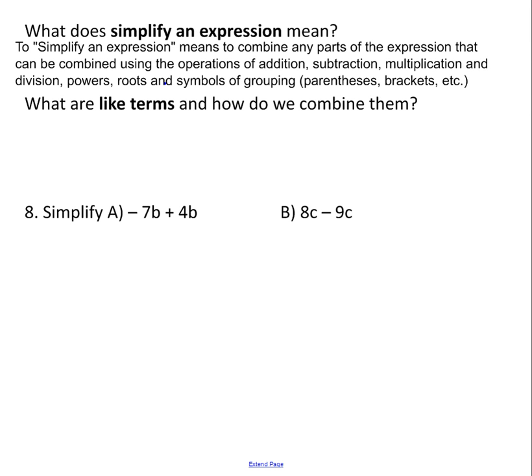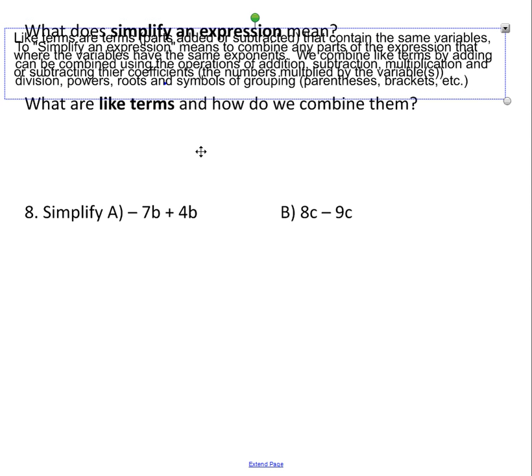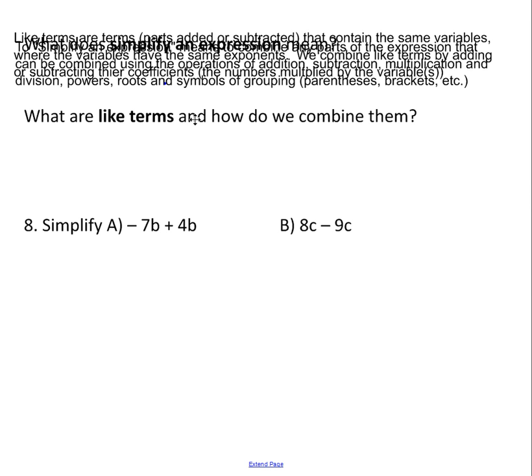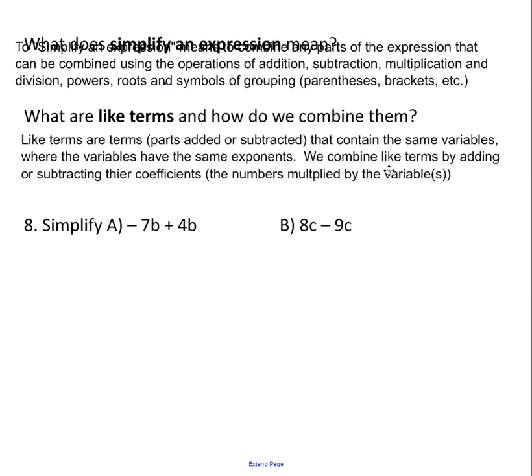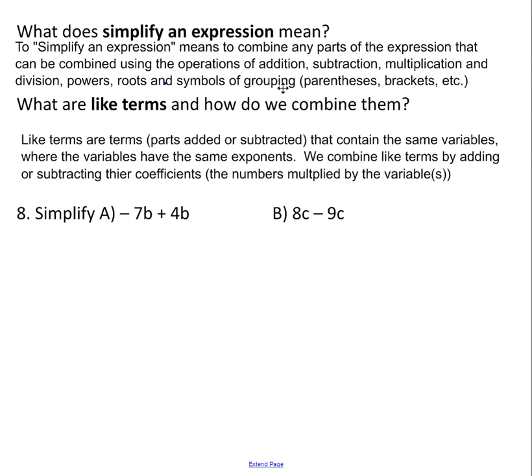One of the most basic ways of doing that is combining like terms. How do we combine like terms? Well, first of all, we have to define what a like term is. Like terms are terms that are added or subtracted that have the same variables, and all of the variables have the same exponents. So for example, the two below are examples of like terms.